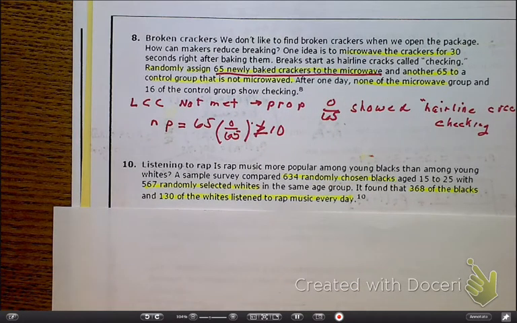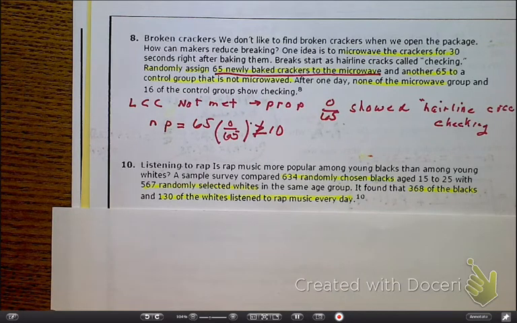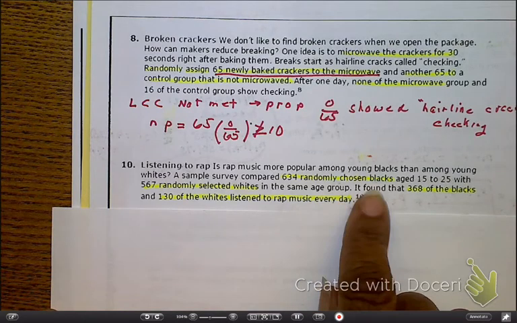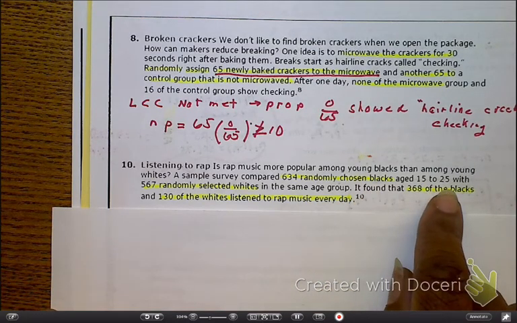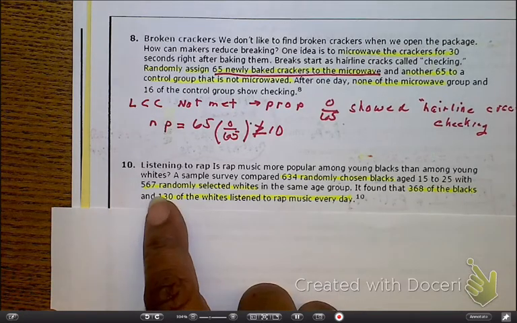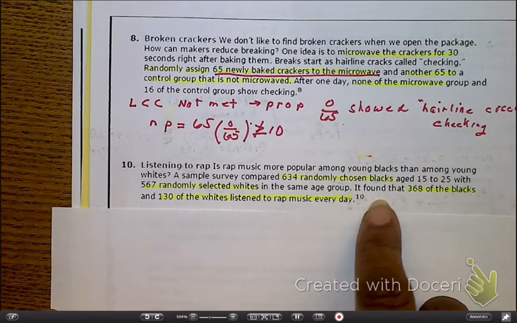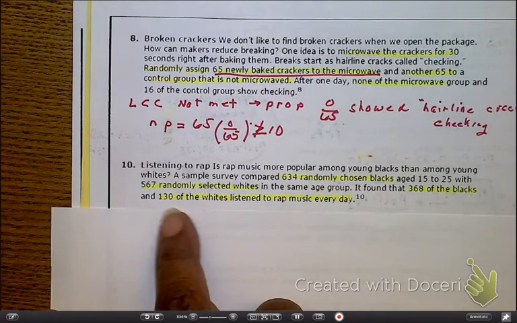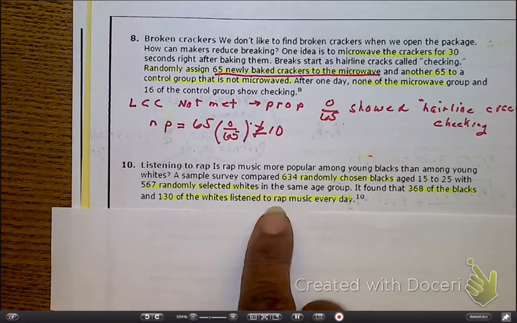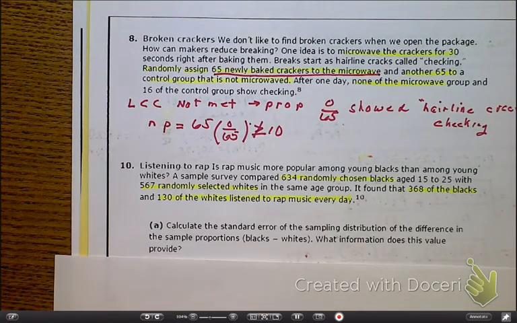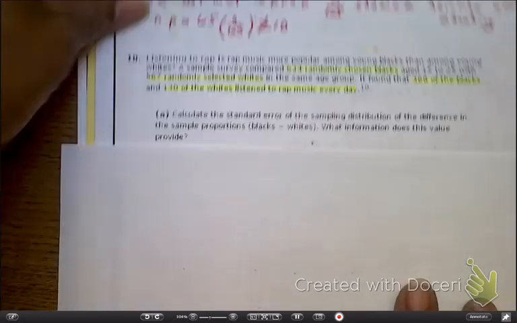Okay, so after you've read this, you can see that a survey was taken looking at 634 blacks between the ages of 15 and 25, and then whites, 567. They were randomly selected in both cases. And then it found that 368 of the blacks and 130 of the whites listen to rap music every day. So they want us to, number one, calculate the standard error.